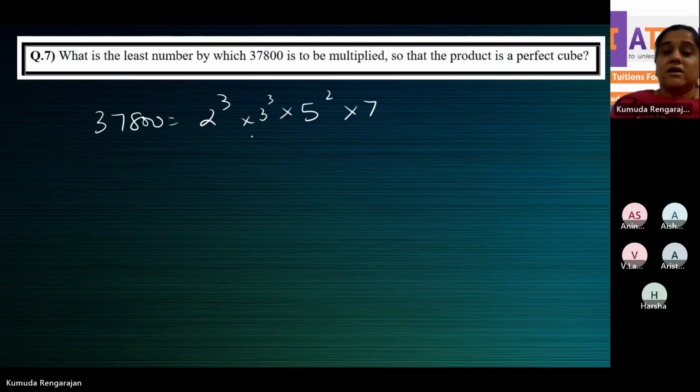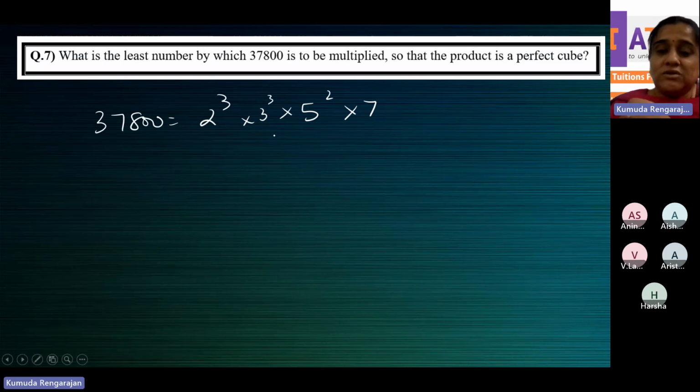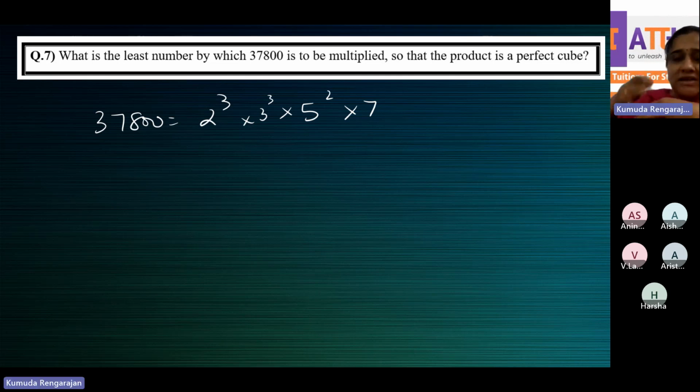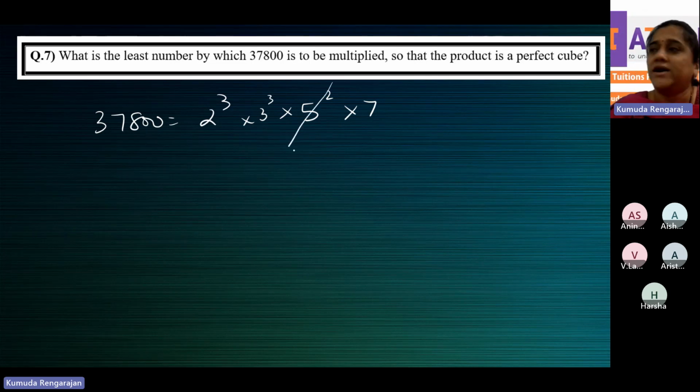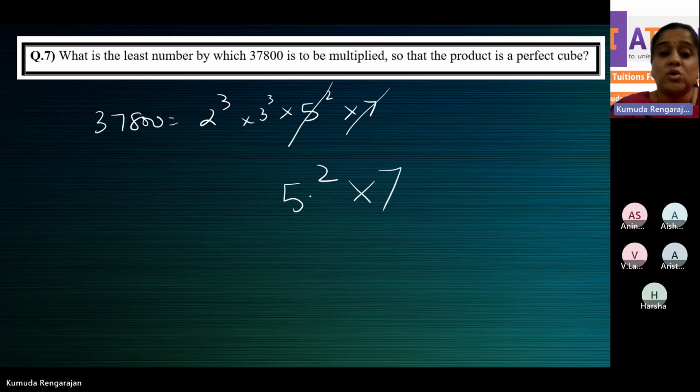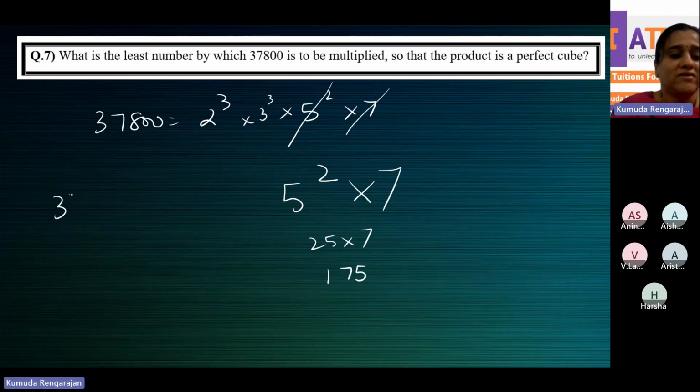Now, for this question, by what number it should be divided, you must remove. Divided meaning you should make the number smaller. Multiplied, you're increasing the number. So for divided, you should remove all those factors which do not occur in triples. 5 squared does not occur in triples. Take it away. 7 also doesn't occur in triples. Take it away. So 25 into 7 is 175. So 37,800 is to be divided by 175.